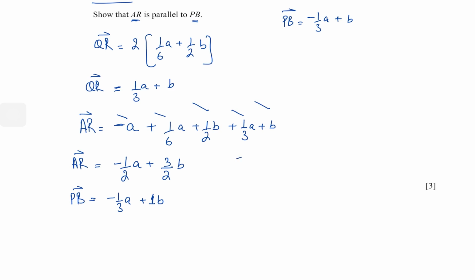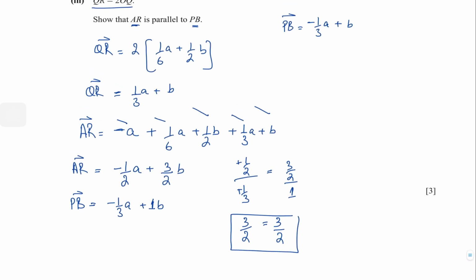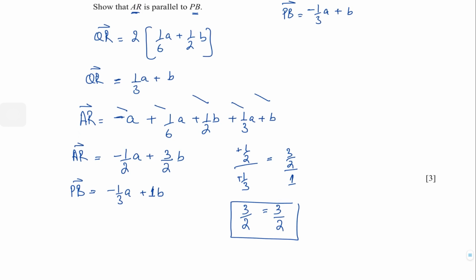So taking the coefficient of A from AR is going to give me minus 1 upon 2, and taking the coefficient of A from PB is going to give me minus 1 upon 3. This I need to show is equal to 3 upon 2 over 1, and these are basically the coefficients of B from AR and PB respectively. So first of all, these two get cancelled out, and half divided by 1 upon 3 basically means 3 upon 2, and 3 upon 2 divided by 1 is also equal to 3 upon 2. So here we have shown that AR is in fact parallel to PB.